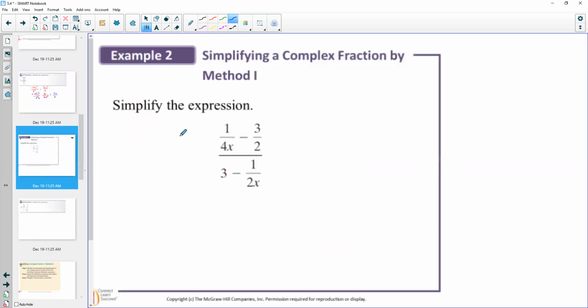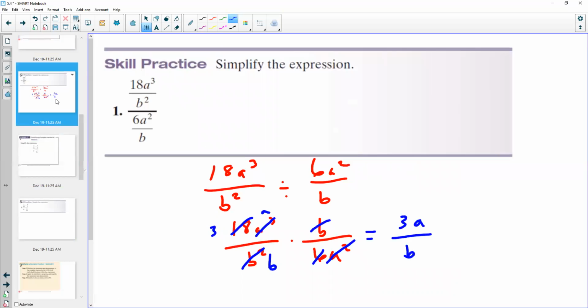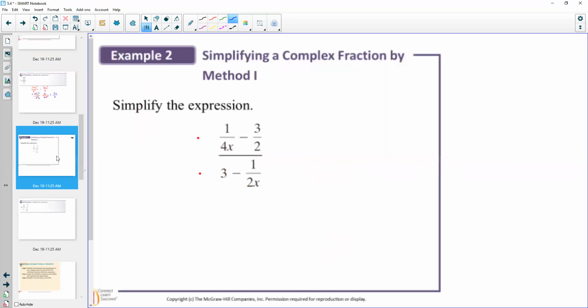All right, but they're not always that kind, are they? So in method 1, simplify the top into one fraction. Simplify the bottom into one fraction. Then do what we just did back here, okay? So take them separately. Ignore the complex fraction to start.